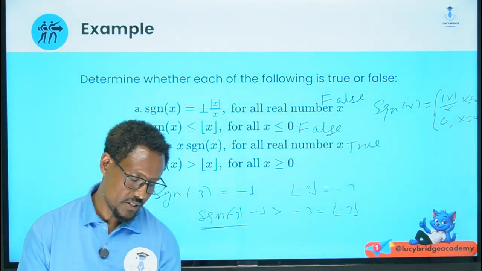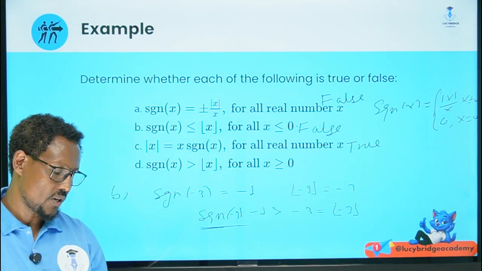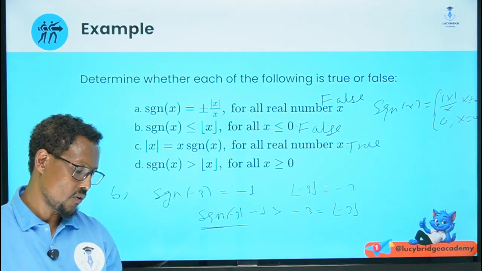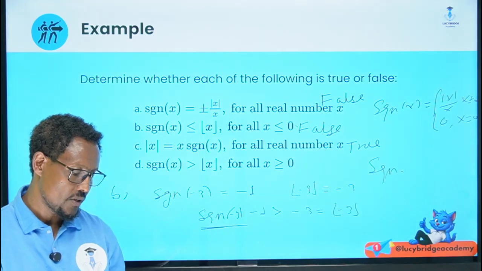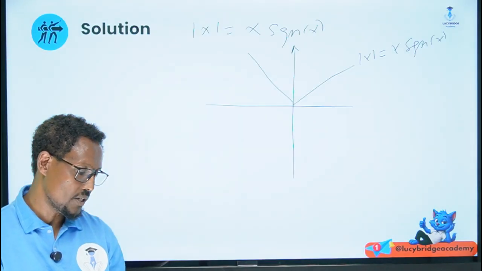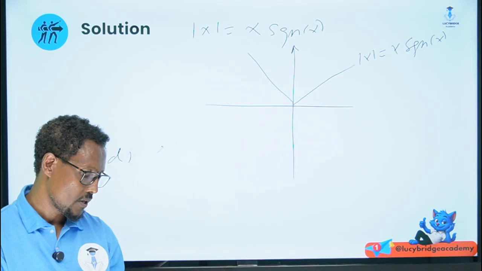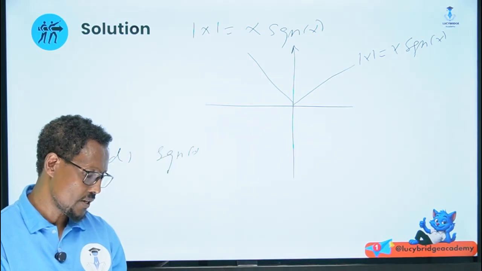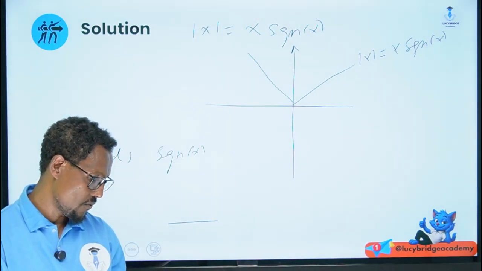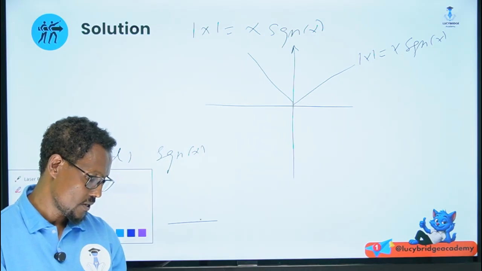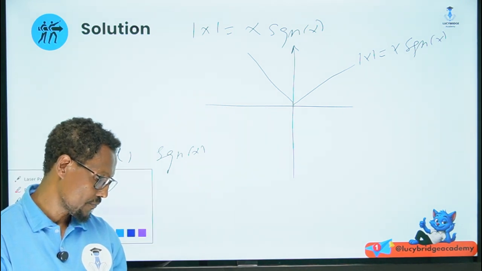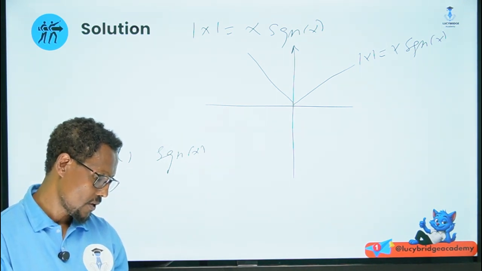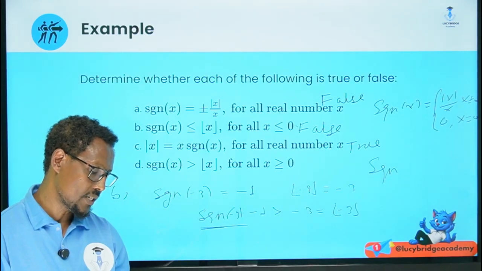And signum of x is greater than floor of x for x greater than 0. Look, for example, for x greater than 0 take 3. Signum of 3. All right, write it down here, d. Signum of x is greater than floor of x.